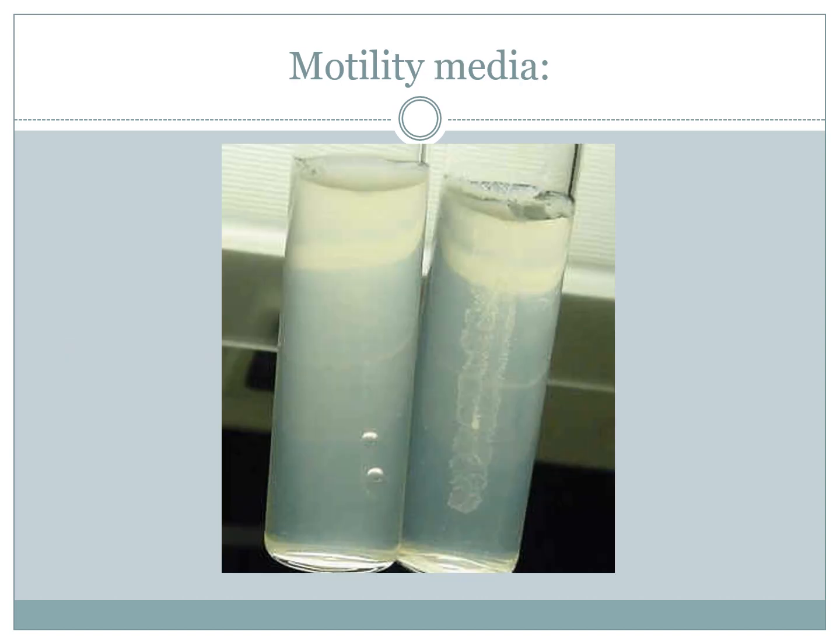So on the left, this media has been stabbed. I don't see any hazy appearance around that stab. So on the left, that organism is non-motile. But on the right, you can see a hazy appearance where it was stabbed right down the middle. And that indicates that our organism is motile. And like I said, most of our enterics are motile.